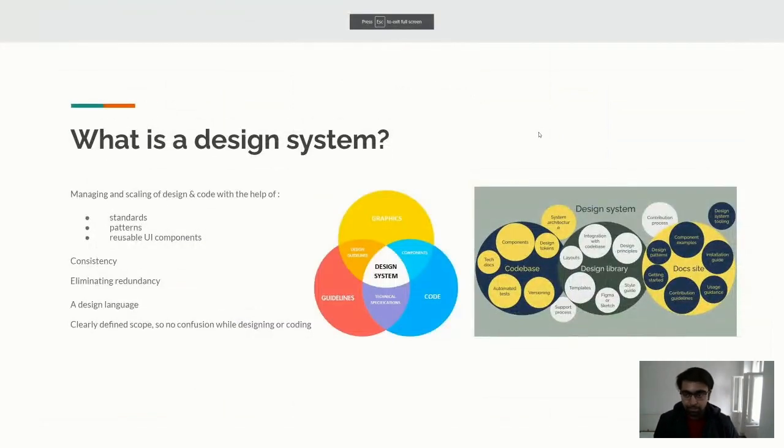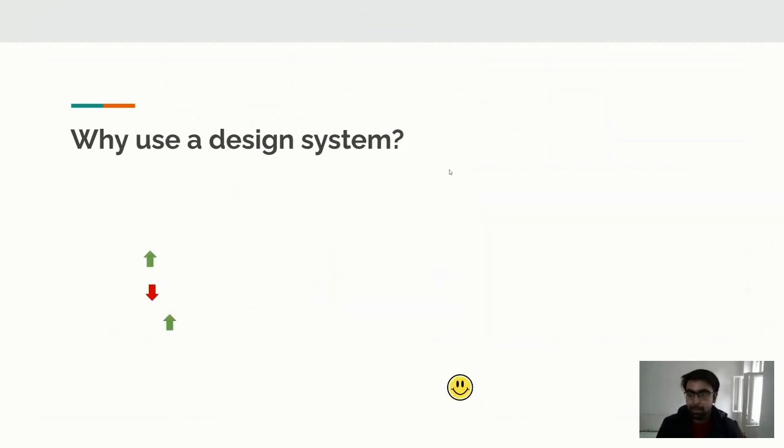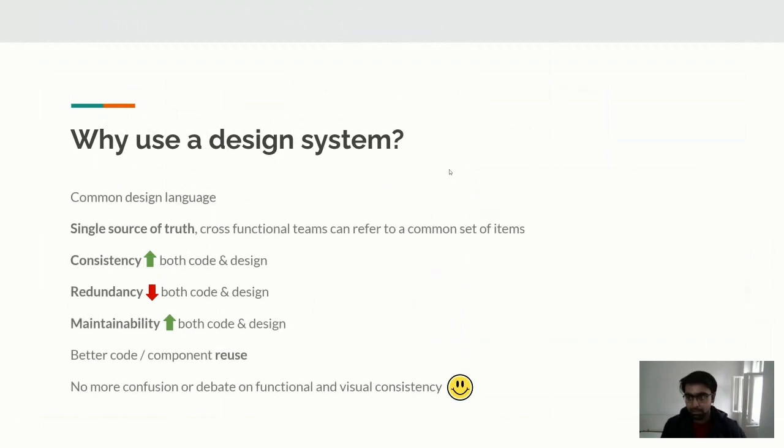Okay, next. So again, coming back to what is a design system, it's a code, it's a design library, it's documentation, it's everything together. It's not just design. And why use a design system? Obviously, it has certain benefits. So yeah, it's a single source of truth.